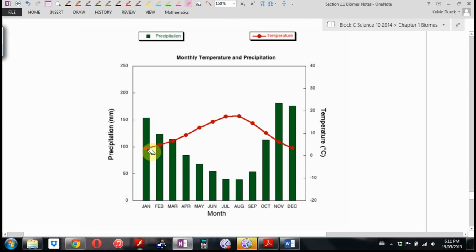Oh, and average temperature. Now that's on this axis. Looks like in December it's a little bit above 0 degrees. Looks like in July the average temperature is about 18 or so. 19, below 20. Okay. What's the average temperature in April? Oh, average temperature. Got to go this way. 10 degrees. Average rainfall in April would be about 100 and, what do you think that is? 120 millimeters, 115 millimeters.